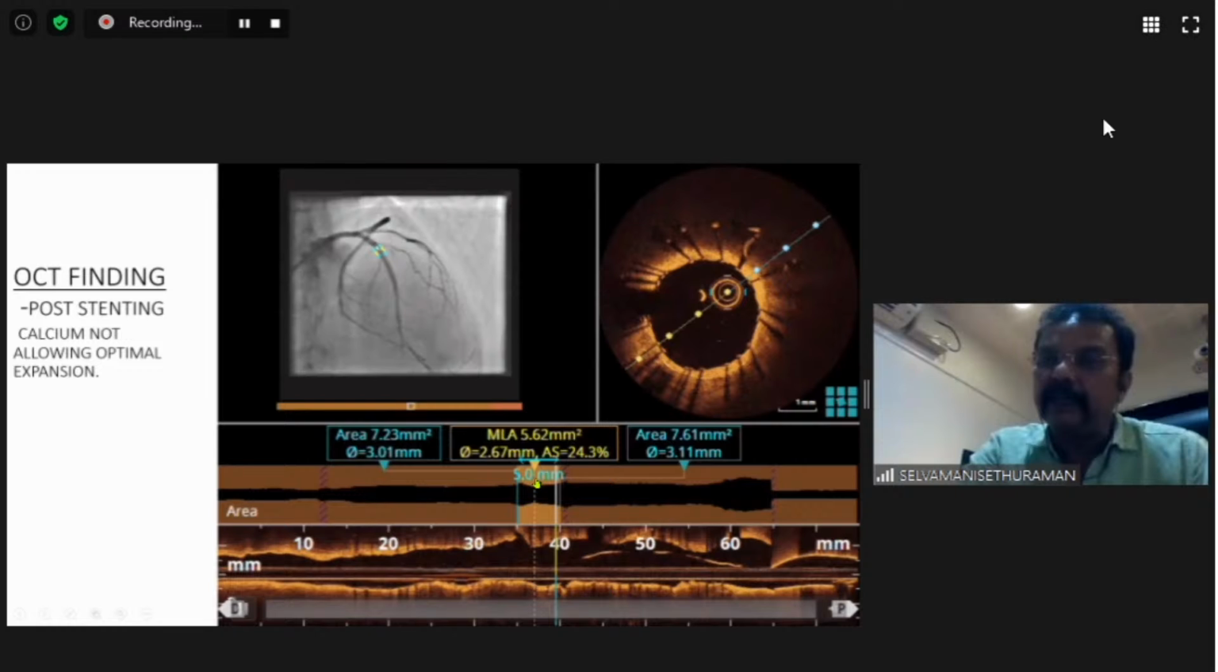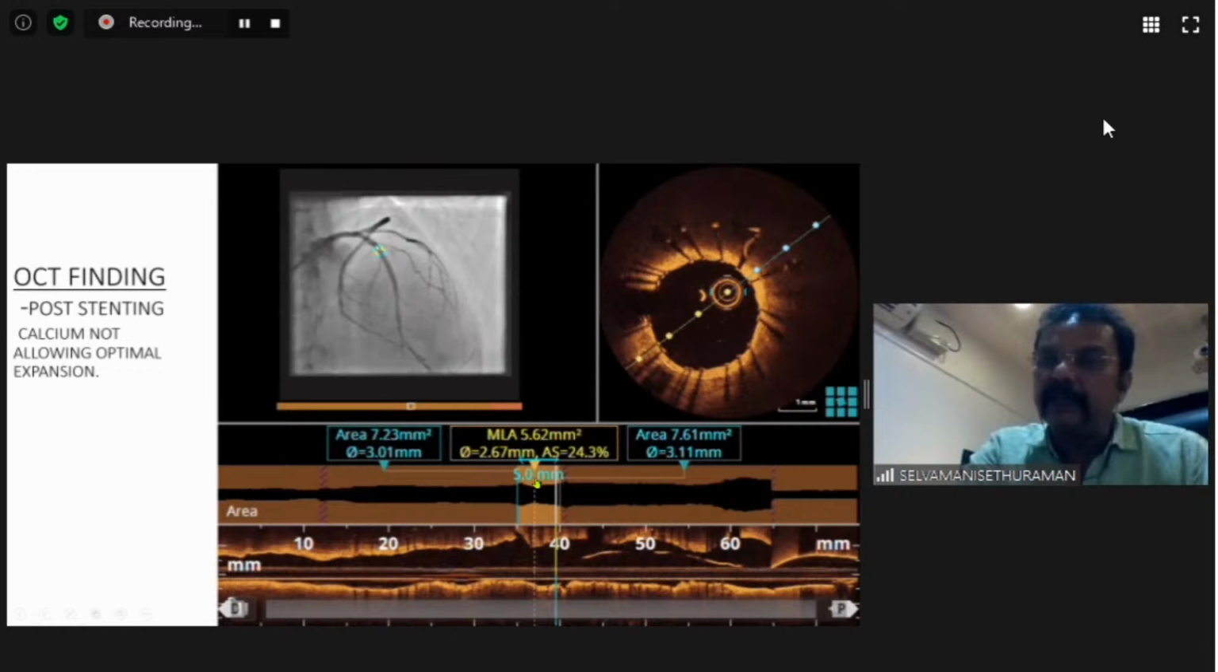The OCT shows the stent is not expanding, but he's still on dual antiplatelets, and he did not have any problem. So this patient had an acute MI. The previous night, my junior did a primary angioplasty. And again, the next day morning during rounds, he had a re-MI in the same area. So he had an acute stent thrombosis.